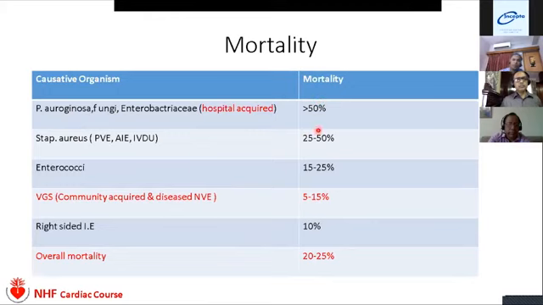What is the mortality? With Pseudomonas aeruginosa or enterococci, that is hospital acquired, mortality is more than 50%. When it is related to Staphylococcus, mortality is 25 to 50%. Enterococci are better than this group of patients, and viridans has a relatively better prognosis, 5 to 15%. Right-sided infective endocarditis, as Ajit sir was already telling, has a definitely better prognosis than the left side, with less chance of complication because the lungs work as a filter here, and overall mortality is 20 to 25%.